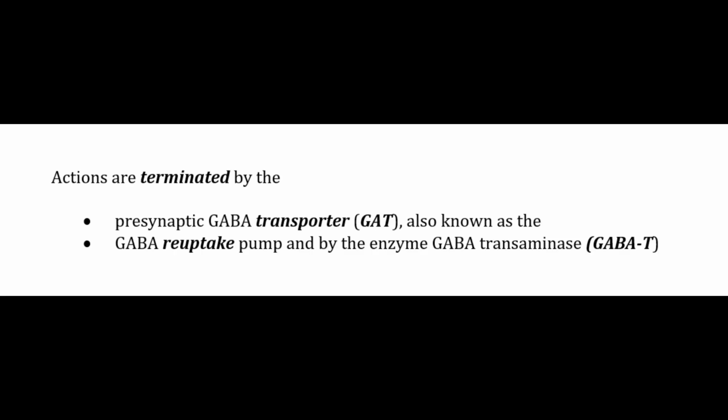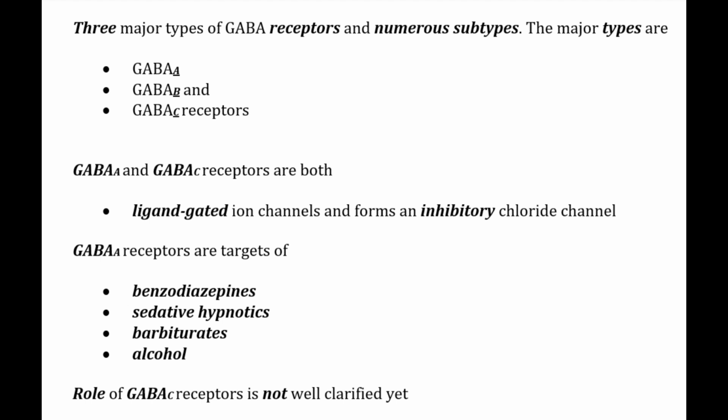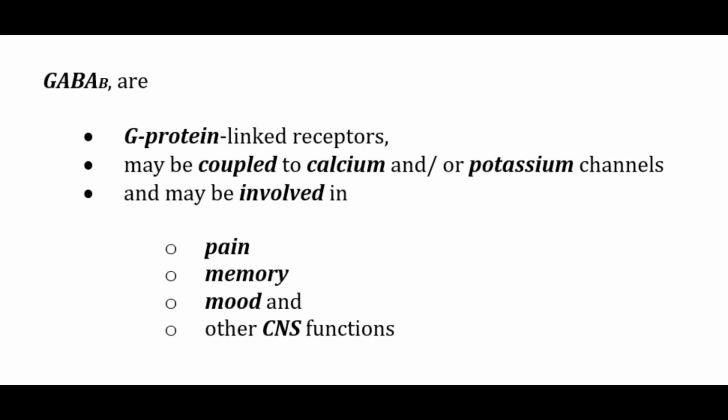And its actions are terminated by the presynaptic GABA transporter, also known as the GABA reuptake pump, and the enzyme GABA transaminase. There are three major types of GABA receptors and numerous subtypes. The three major types are GABA A, B, and C. A and C receptors are both ligand-gated ion channels and form an inhibitory chloride channel. GABA A receptors are targets of benzodiazepines, sedative hypnotics, barbiturates, and alcohol. The role of GABA C receptors is not well clarified yet. And GABA B are G protein linked receptors and may be coupled with calcium or potassium channels and may be involved in pain, memory, mood, and other CNS functions.